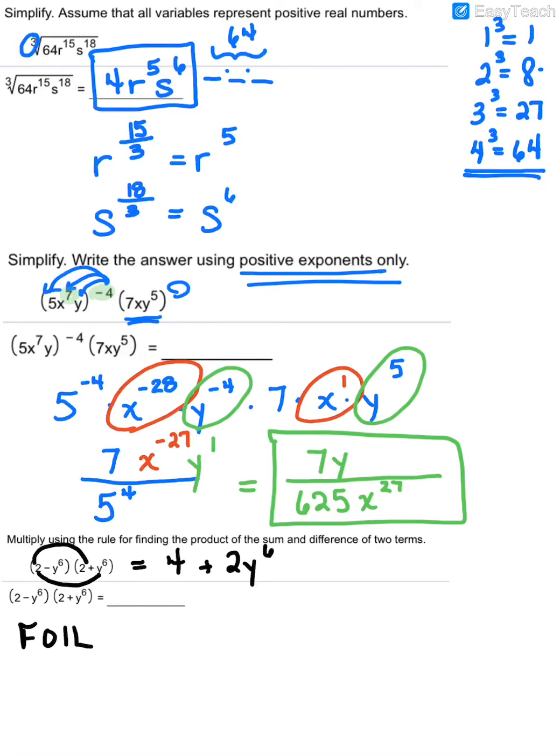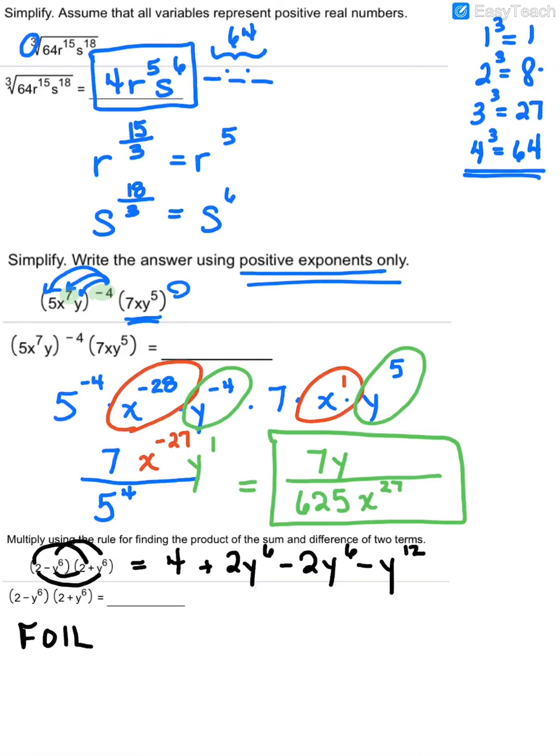And then the I is inside. So negative y to the 6th times 2 would give me negative 2y to the 6th. And then the L in FOIL stands for last. So negative y to the 6th times positive y to the 6th is going to give me a negative y to the 12th. So remember, when you're multiplying with common bases, you're going to add their powers.